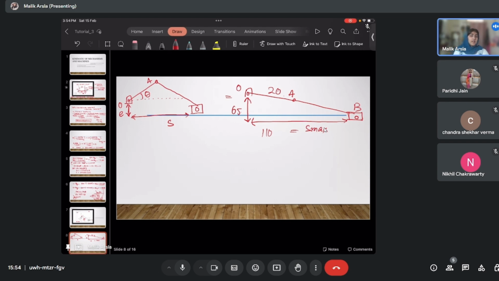You have to just apply the Pythagoras theorem. Hypotenuse square is equal to base square plus perpendicular square. So you can get this AB distance. Quickly do it and tell me what value of AB you are getting. It will be 20 plus AB square is equal to 110 square plus 65 square. So what is the length AB equal to?